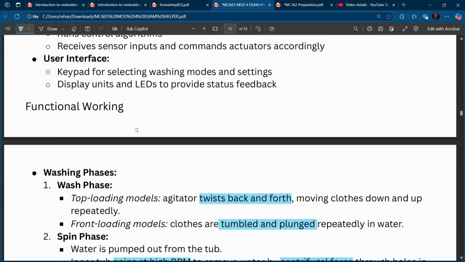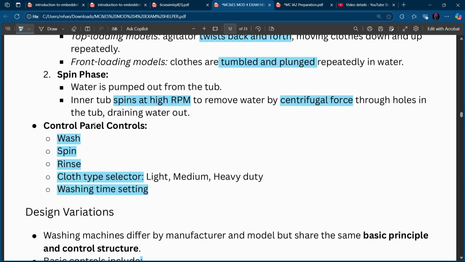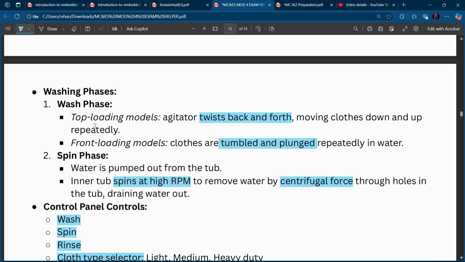Now we'll see the functional working. We have the washing phase and the control panel controls. In the washing phase you have a wash phase and a spin phase. In the wash phase you have top load and front load. You have to talk about that. In top load, the motor will run in clockwise and anti-clockwise directions, which is how the clothes go up and down. In front load models, there is no anti-clockwise and clockwise rotation. It's only one direction of rotation, a tumble and plunge type of repeated spinning in the water.